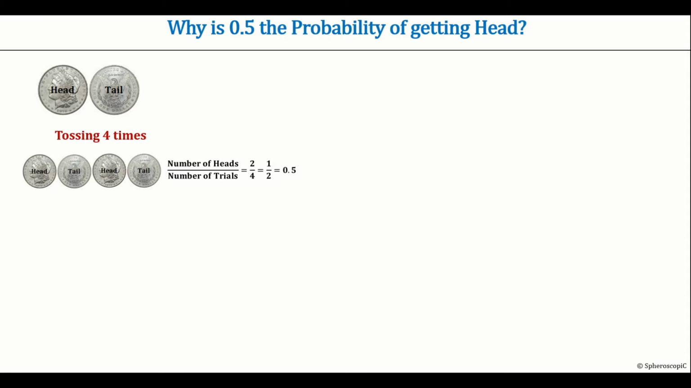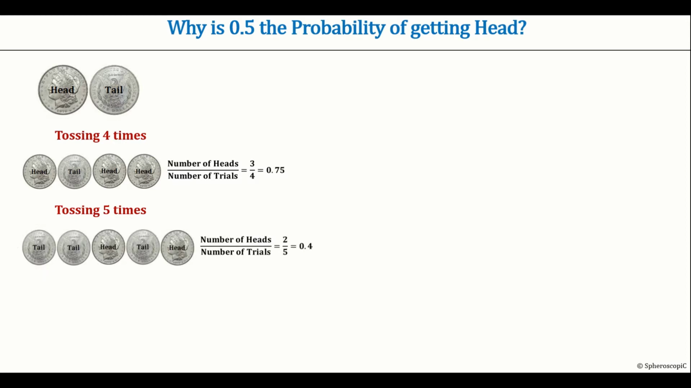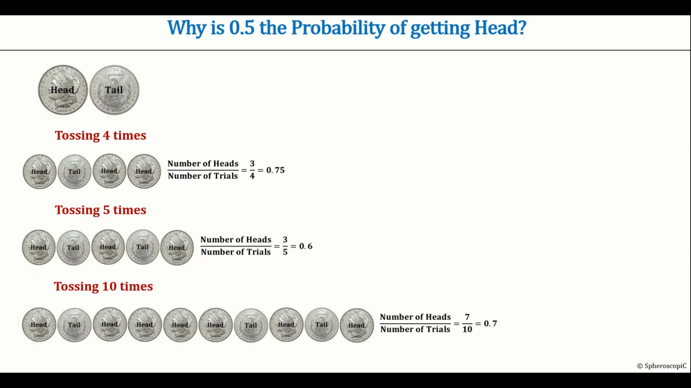But in reality we can get 1 head also, and this ratio becomes 0.25. If we get 3 heads, the ratio becomes 0.75. Let's toss this coin 5 times. We can get this ratio as 0.4, or we can get 0.6 also. We toss 10 times. This ratio may become 0.7 or 0.4. Still we say that when we toss a coin, the probability of getting head is 0.5.